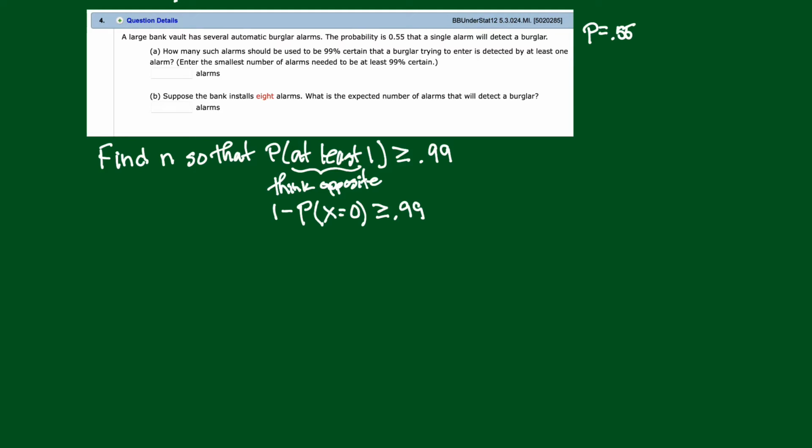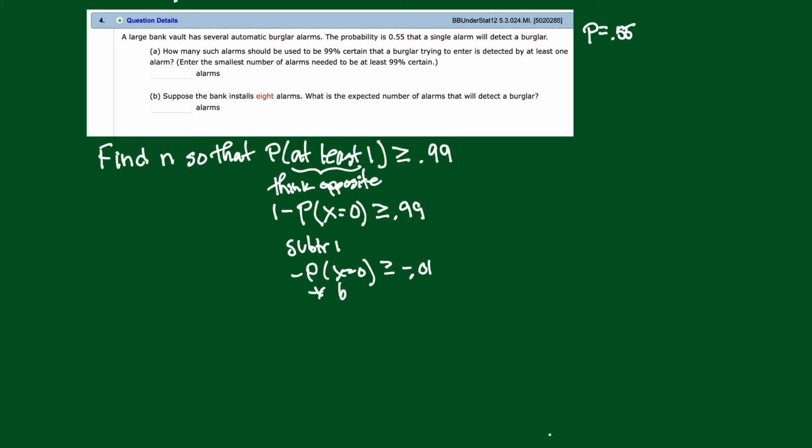I mean, if I try at least 1, what would that mean? 1 or 2 or 3 or 4, I just don't know where it ends. But now I do have an end on it. The opposite of at least 1 or more is 0, so I'll think opposite, 1 minus this. And now a little bit of algebra here. I'll subtract 1 from both sides, so I'll get negative P(X = 0) greater than or equal to 0.99 minus 1, which is negative 0.01.